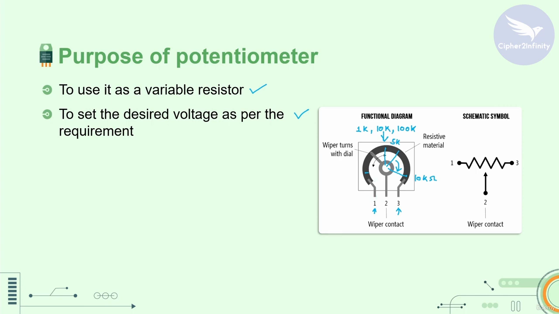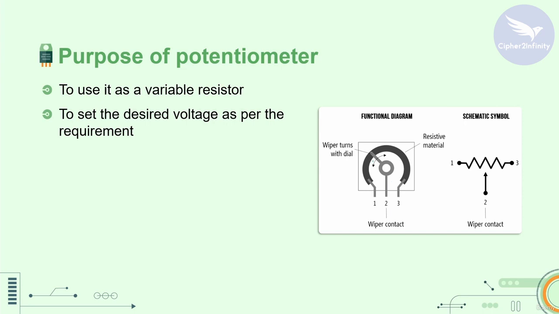Okay. So whenever you use the potentiometer in variable resistor mode in your circuitry, at that time you just have to use this particular point and this particular point in your circuitry. And this point will be in floating state. Okay. So that was the first purpose, to use it as a variable resistor. After that, the second purpose is that it is used as a voltage divider.